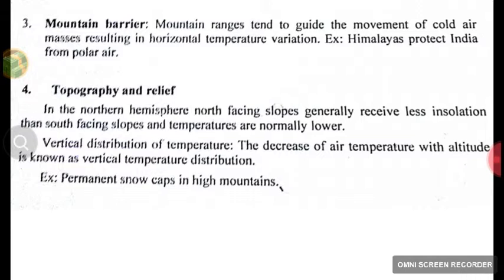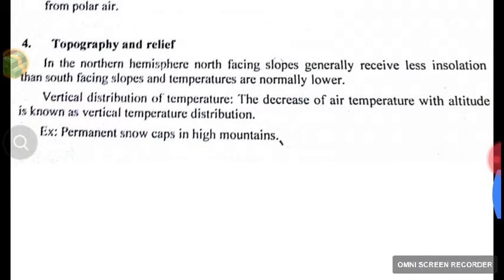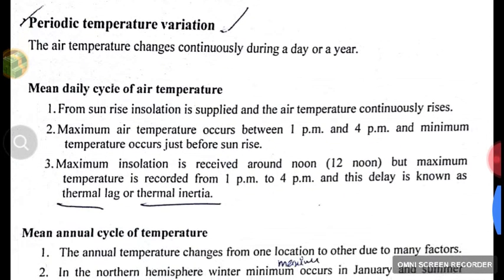Vertical distribution of temperature. The decrease of air temperature with altitude is known as vertical temperature distribution. With latitude means horizontal distribution of temperature. With altitude means vertical distribution of temperature. The decrease in air temperature with altitude is known as vertical temperature distribution. Example, permanent snow caps in higher mountains.